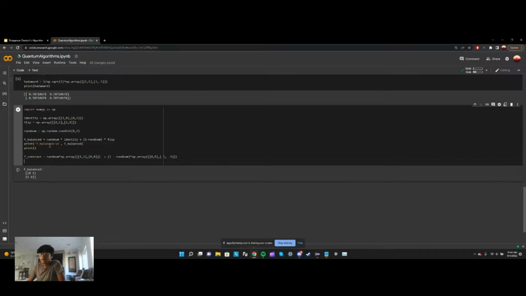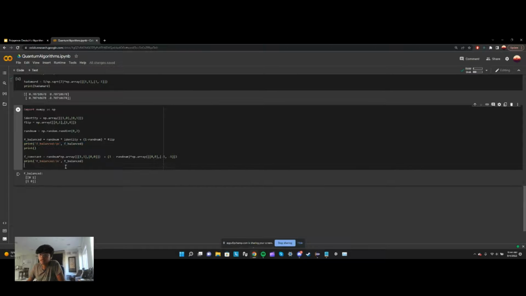Since I am too lazy to type it out, I'm just going to copy this constant. So we're just going to print out our constant. There, boom, and that's our f constant. Again, both of these cases use the help of the random number at any given point. We don't know the two output maps that we're working with in each case, only that they're either balanced or constant.